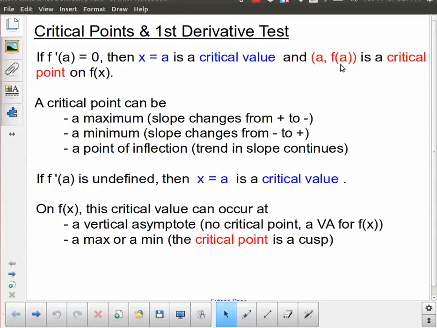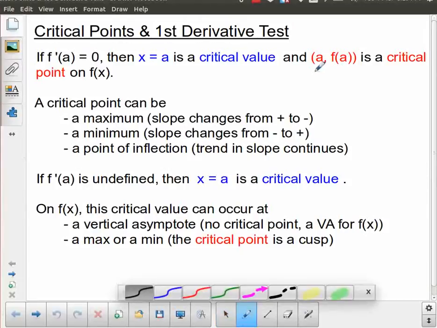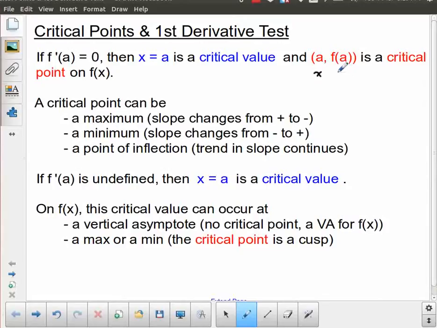And the point on the original function that corresponds to that, so in this case, the a value would be the x coordinate and f of a would be the y coordinate, that is known as a critical point. So the critical value is just the x coordinate. So that's the x coordinate only. And when we combine those to find an actual point using x and y, that's known as a critical point. These critical points, when we find them, are generally points that we're very interested in.